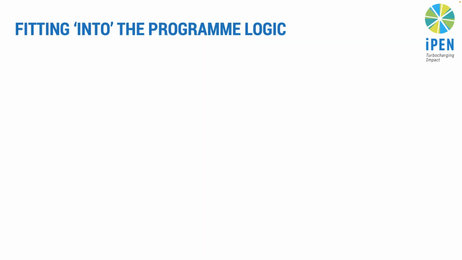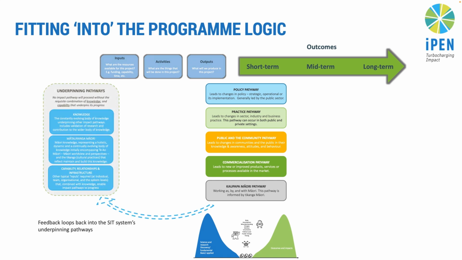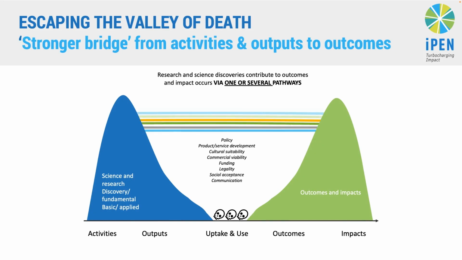So when we map this diagram back onto the program logic, this is where you can see it fitting. The 5 pathways sitting as that bridge between outputs and outcomes, and those underpinning pathways feeding back into the system's assets or resources, which will then be used for a future piece of research. So escaping the valley of death is ultimately about building stronger bridges from activities and outputs across to outcomes, and that the stronger bridge can occur via one or several pathways.